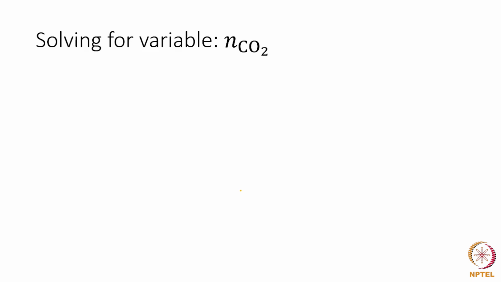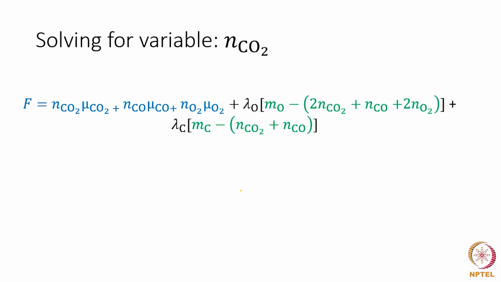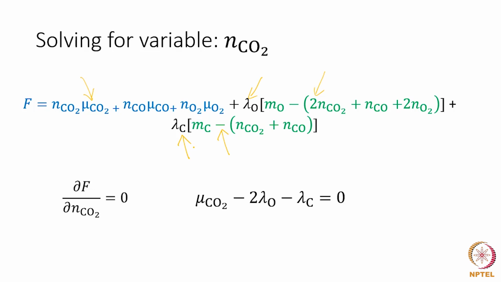First we evaluate the variable NCO2. So we take the composite function and differentiate, and when we differentiate we notice wherever CO2 is there, there is a quantity in front of CO2, and there is a 2 here, and there is a minus sign here. So what would result is that mu CO2 minus 2 lambda O minus lambda C is equal to 0. So this is a condition that comes out when we minimize the composite function f with respect to the variable NCO2, the number of moles of carbon dioxide.